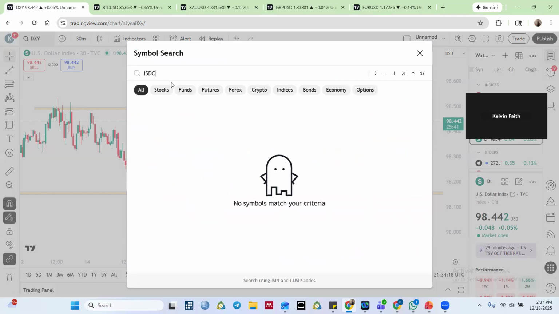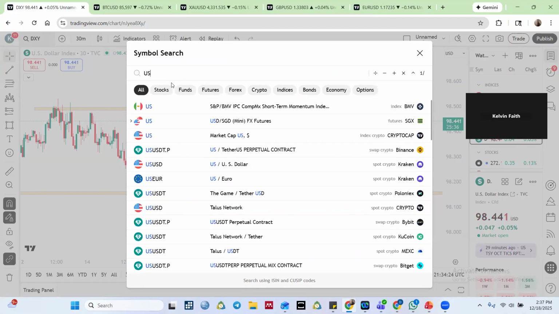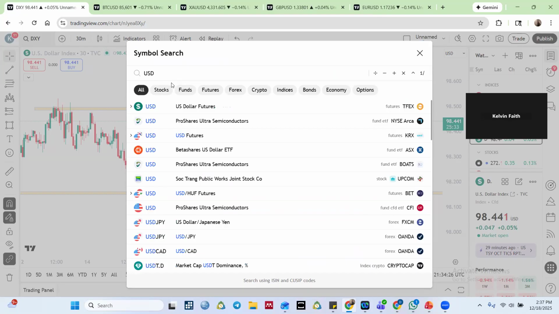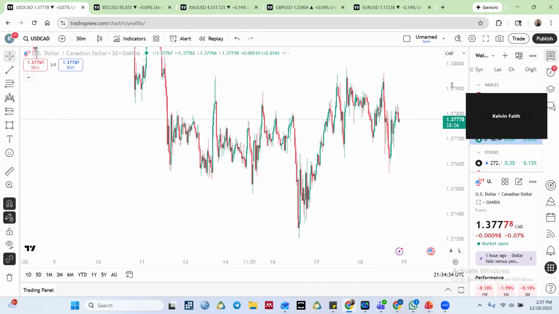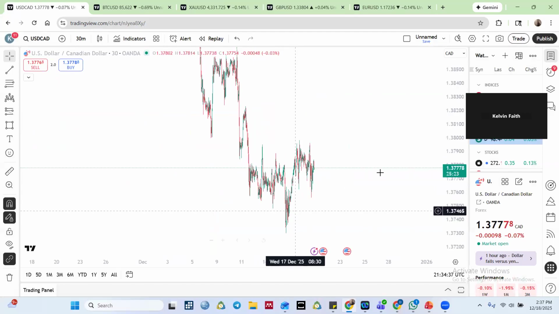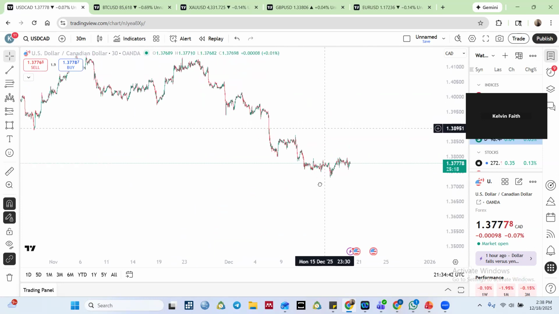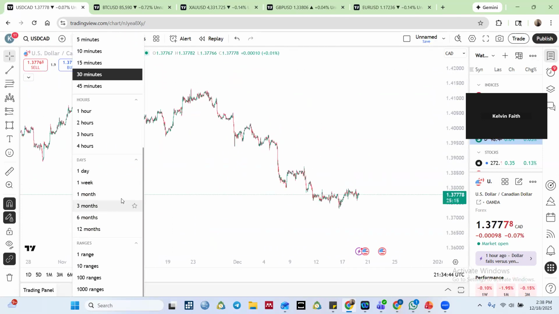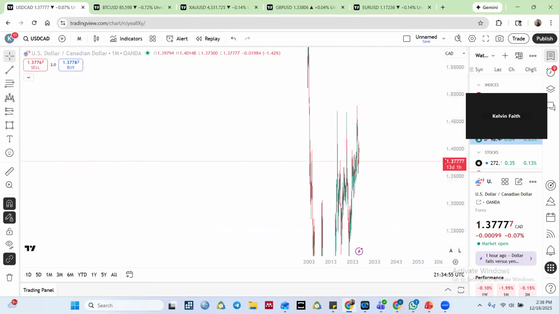USD CAD. So this is USD CAD. This is the 30-minute time frame. Let me first go to daily. Okay, so let me start from 1 month so that I can see the whole thing. This is 1 month.